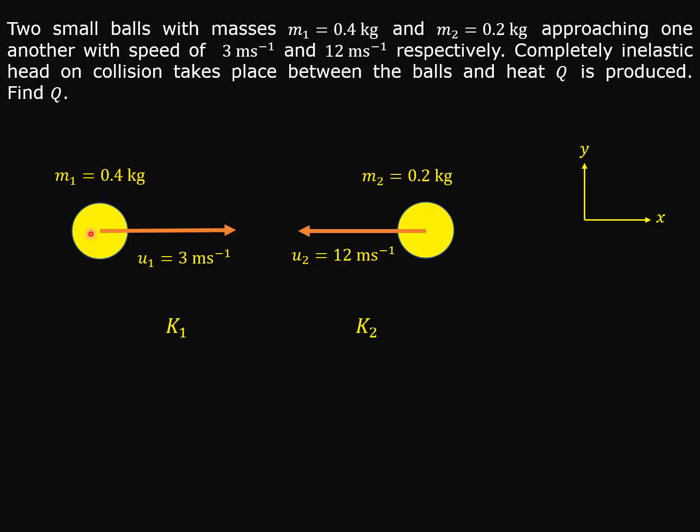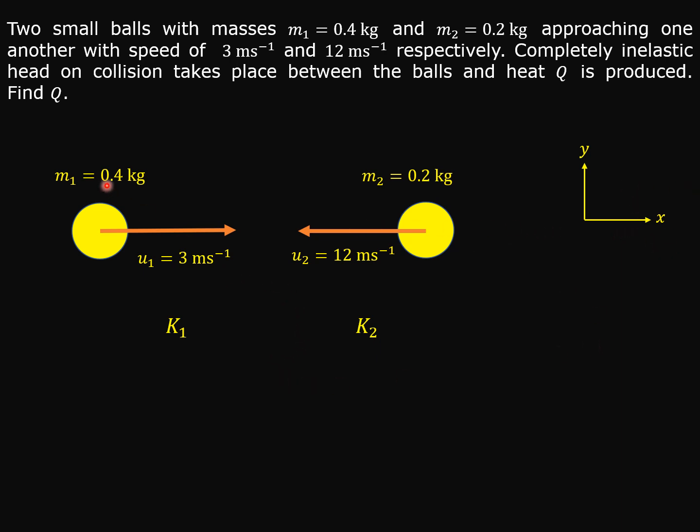We let ball 1 move to the right and ball 2 move to the left. The mass of ball 1, m1, is 0.4 kg and the mass of ball 2, m2, is 0.2 kg. The velocity of ball 1 points to the right with magnitude 3 meter per second, u1, and the velocity of ball 2 points to the left with a speed of 12 meter per second, denoted as u2. Bear in mind that we take the horizontal direction pointing to the right as positive and pointing to the left as negative.